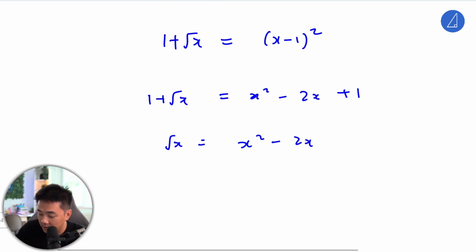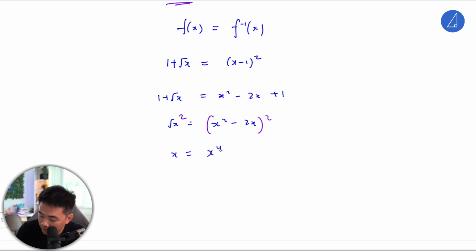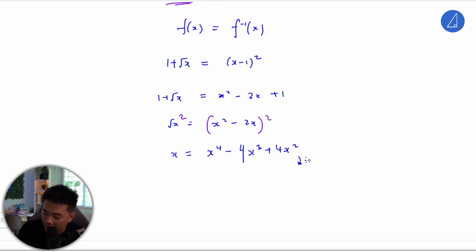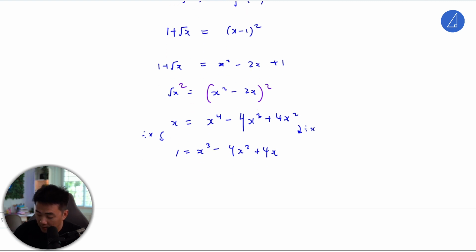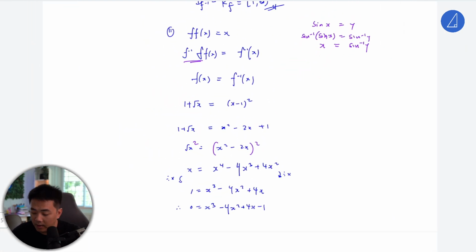Then square both sides. Should be fine. Should be x to the fourth minus 4x cubed plus 4x squared. So I could just divide everything by x, and we'll get 1 equals x cubed minus 4x squared plus 4x. Okay, so that's about it. So then this will be 0 equals x cubed minus 4x squared plus 4x minus 1. Okay, this is method 1, of course. Maybe I'll just write this as method 1.